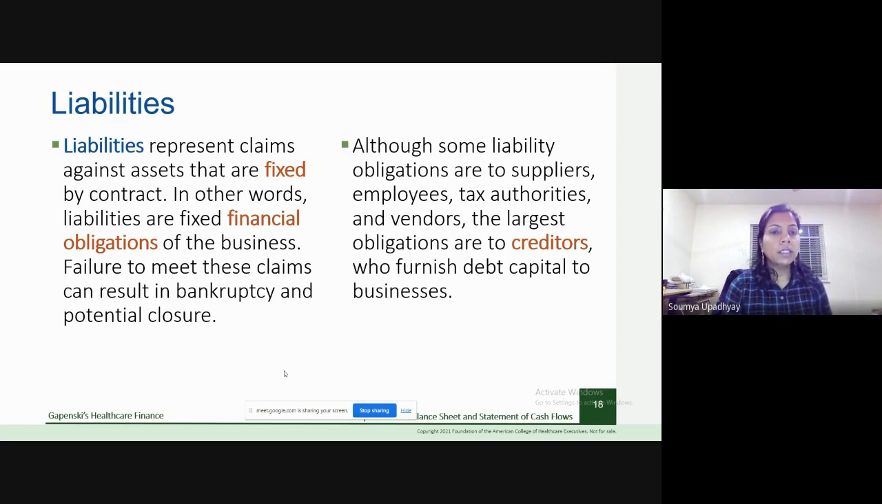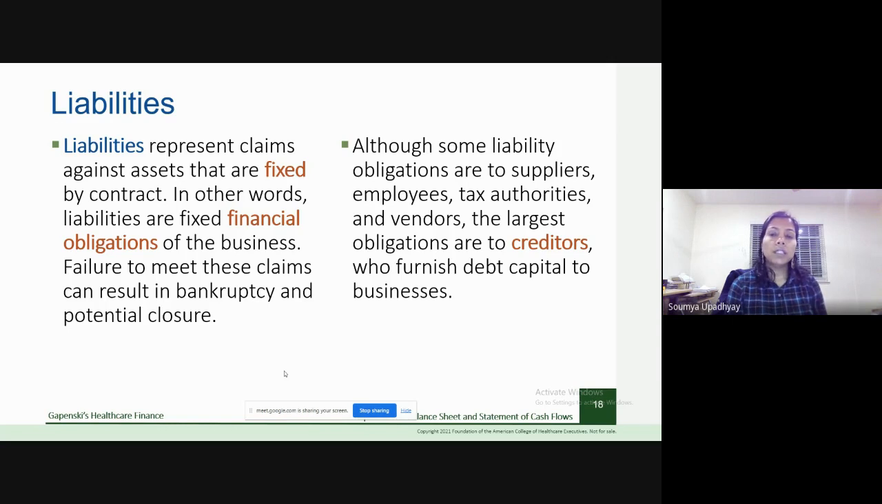So liabilities are fixed financial obligations of the business. And let's say you have a 30-year loan, so you have to pay it over a period of 30 years. So you are obligated to pay that mortgage amount over a period of 30 years. And if you don't meet these claims and obligations, then you can be foreclosed, you can be bankrupt, and so forth. And all of this is the same in case of hospitals. They also buy lands, they also buy buildings, and it works the same way for them.